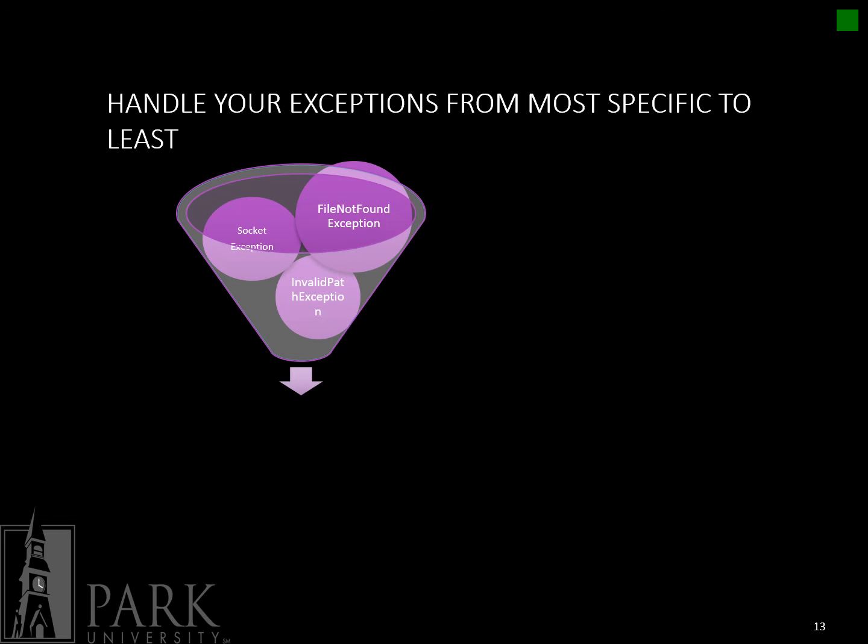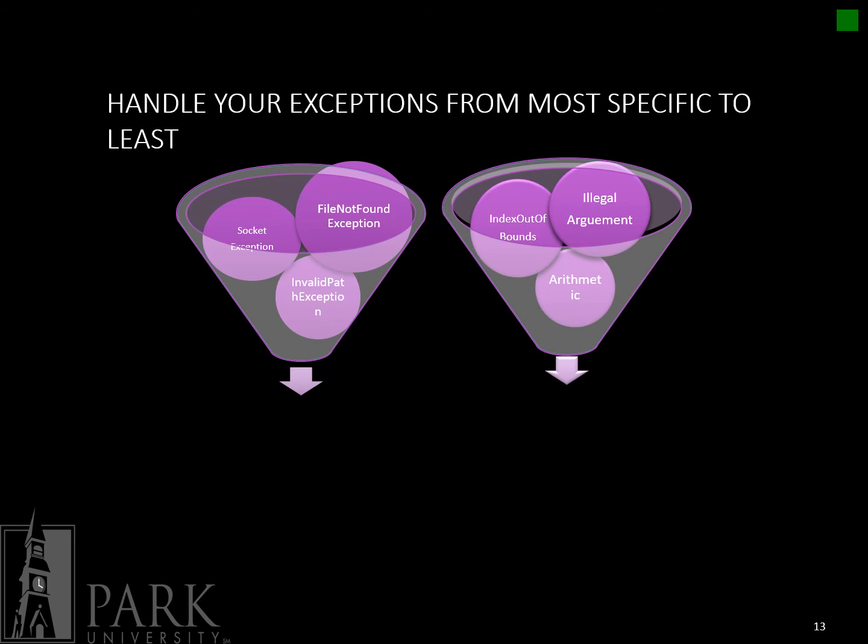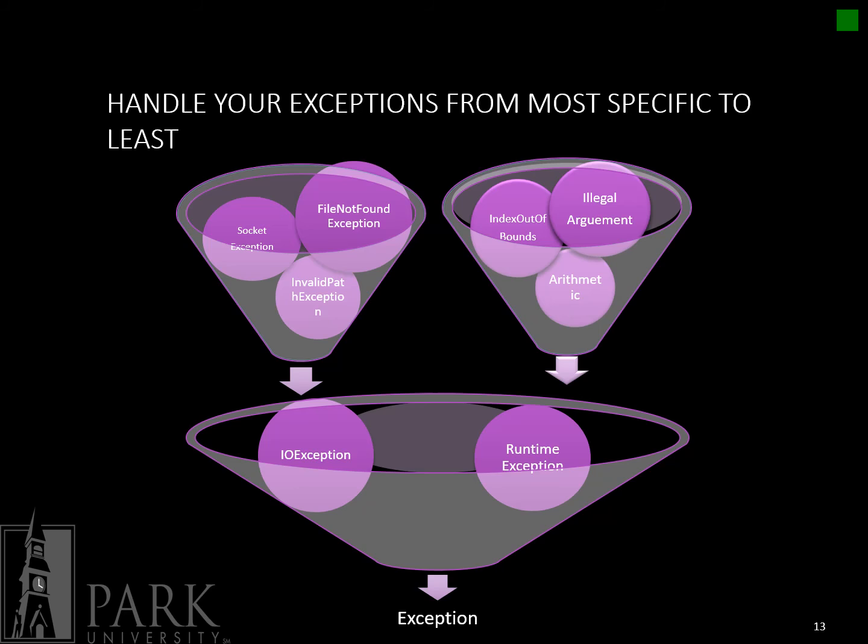And here's just another way to look at it. You need to handle specific exceptions like InvalidPath and IndexOutOfBounds before you catch their generic superclasses of IOException and RuntimeException, respectively. Remember, though, that exceptions derived from RuntimeException are optional, so you don't have to catch it, but you should handle it, either through careful coding or the try-catch blocks. So RuntimeException is optional, IOException, these are mandatory.